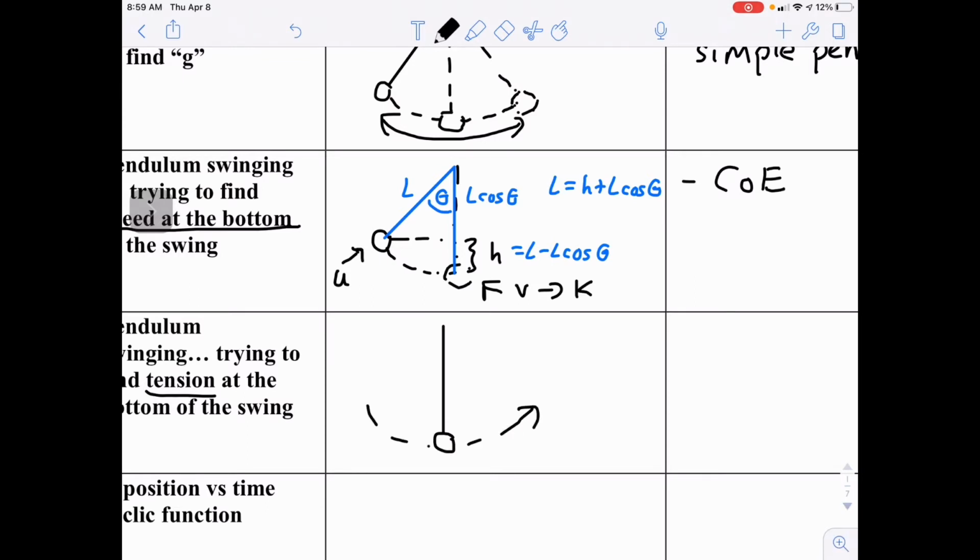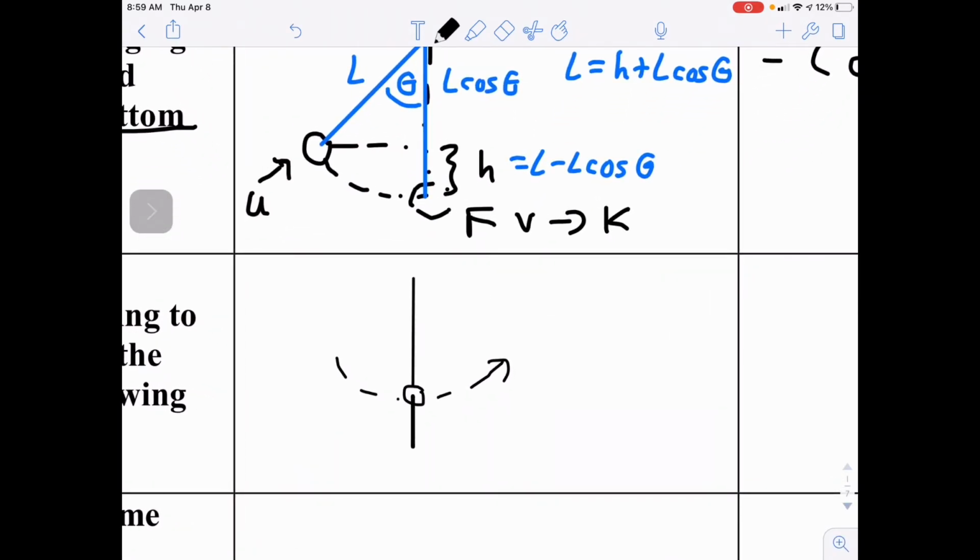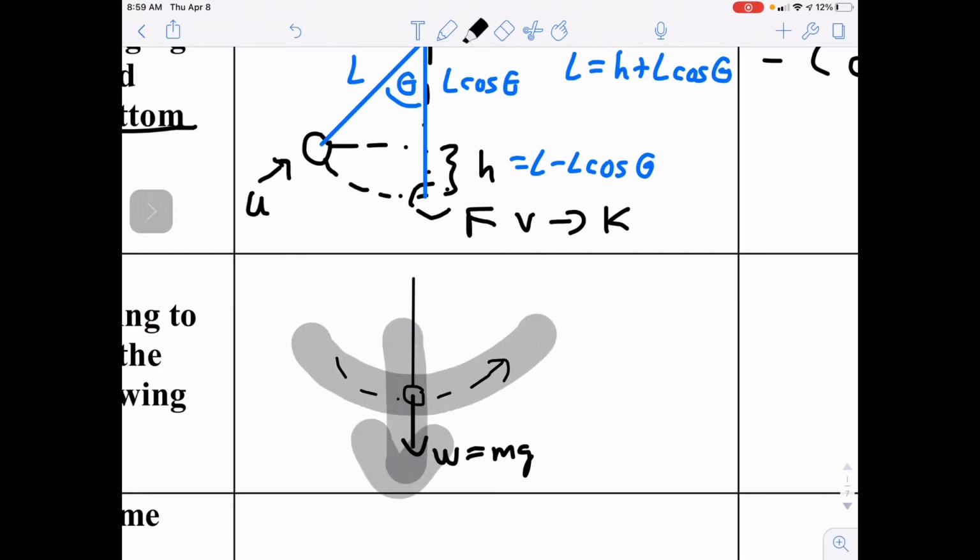But this time what I need, and I'm going to make my picture just a bit smaller. There we go. Since we're trying to find tension, I need the forces acting on it. So I must know how to figure out my forces. I have weight pointing downward, but it's not just downward, ladies and gentlemen. If this is my circular curvature, it's pointing out of the circle. And I must, of course, be able to see that tension is not just pointing up, but it's pointing into the circle.